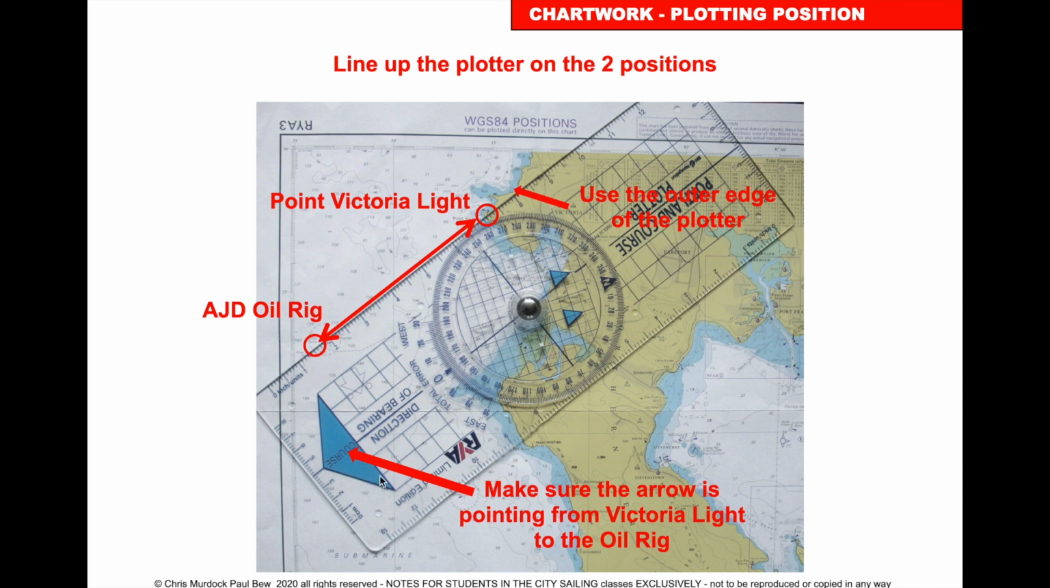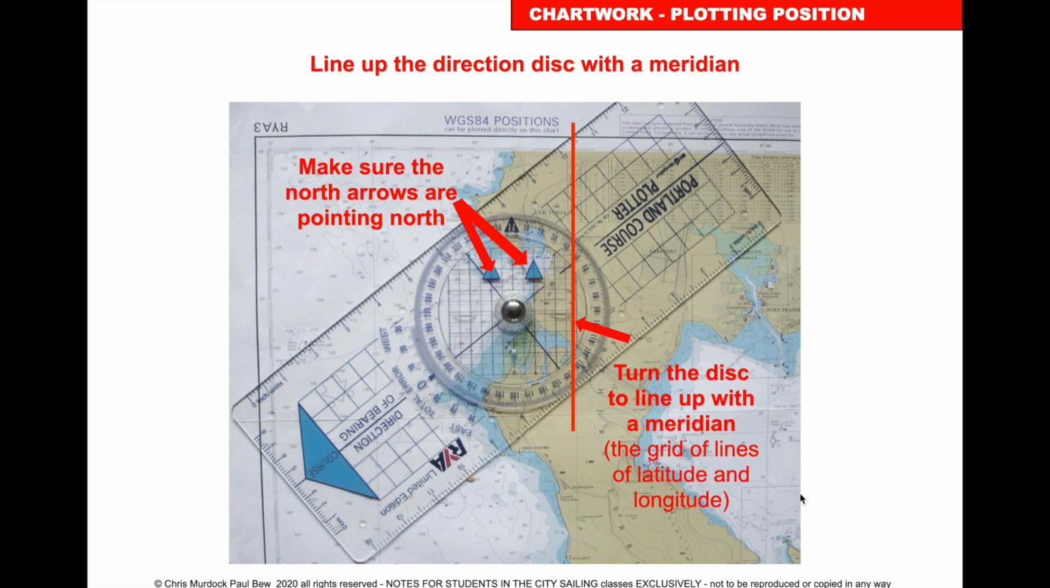Make sure the big arrow on the plotter here is pointing in the direction you're going. It says here, direction of bearing, and it tells you on the plotter. And then rotate the middle of the plotter so the small arrows are pointing towards the top. And then align the grid in the middle of your plotter here on the rotating disc so it lines up with the vertical or horizontal lines of the chart.